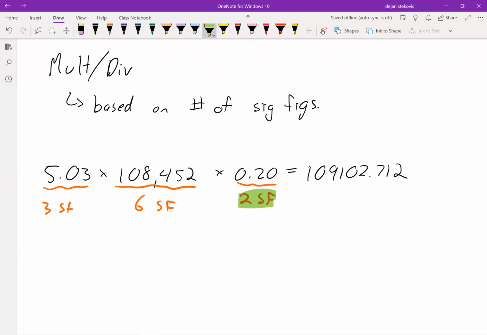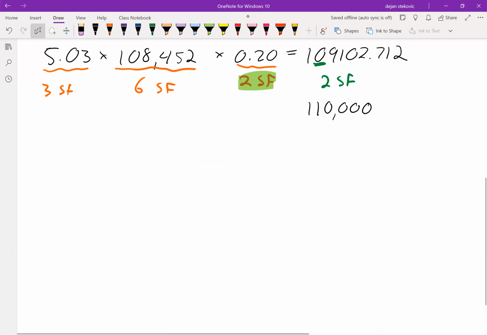And you start counting from the left to the right. So this is our first sig fig. This is our second sig fig. And so that's our uncertain digit. And we have to stop right there. And so our answer can only have 2 sig figs. And so we're going to round that number. And since the number to the right of it is a 9, we're going to round that up. So this answer would change to 110,000, right? Our answer can only have as much precision as our least precise number.